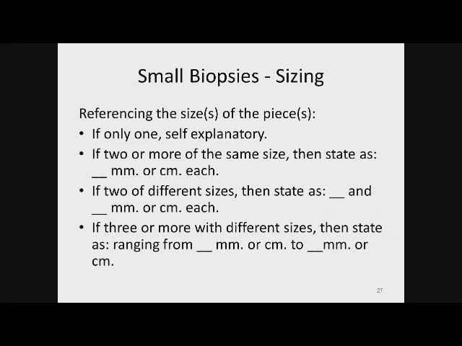So first off, looking at the small biopsies, we want to refer to the size of the specimens. With only one sample, it becomes fairly self-explanatory: length by width by height. If there's two or more of the same size, we mention both of them in one description. Two of different sizes, or if we have three or more, we'll oftentimes say we have a range of specimen sizes.